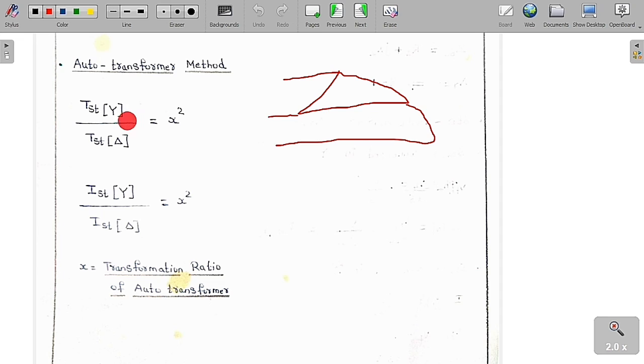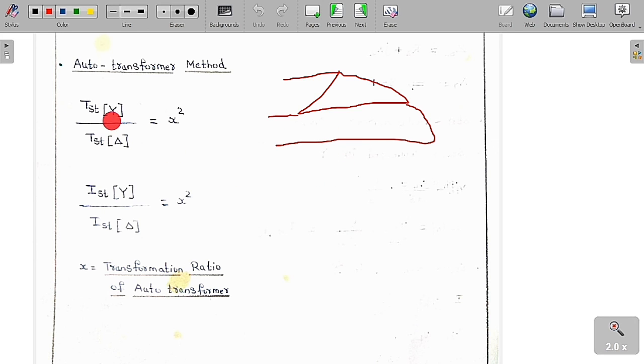So you can connect initially in the star connection and then later in the delta connection. So this ratio with respect to auto transformer you are going to get as X square. Similarly, the starting current with respect to star by the starting current with respect to delta with the help of auto transformer we are going to get again X square. This is the significance of these two equations. X is called the transformation ratio of the auto transformer. So through auto transformer, suppose you are going to supply to the stator.